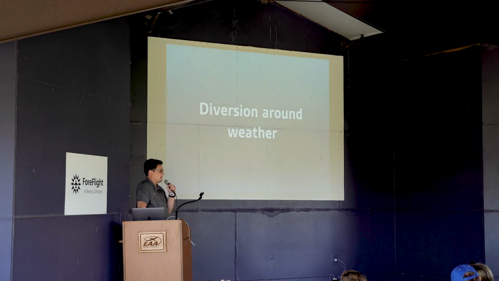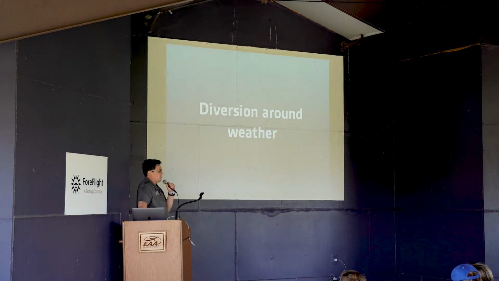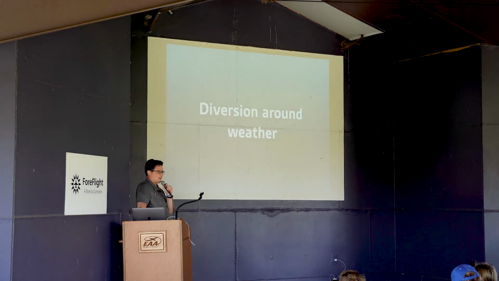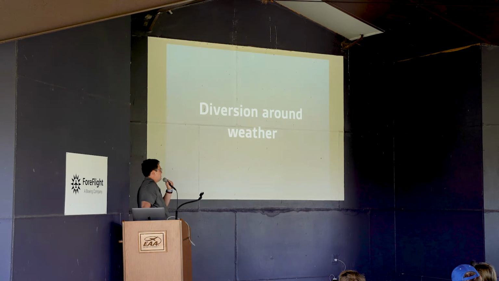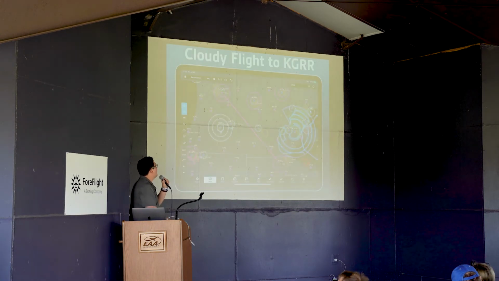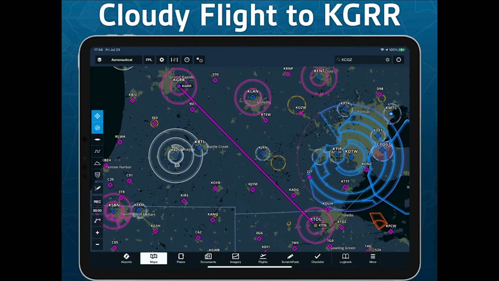Okay, scenario 3 here. Let's look at a diversion around weather. We're in Wisconsin in the summer, the Midwest. We got to see the other day that sometimes weather's a little more dynamic around here and not always quite as predictable. So we're going to be on a cloudy flight, IFR. We're going to be heading up to Grand Rapids, Michigan as we go through.